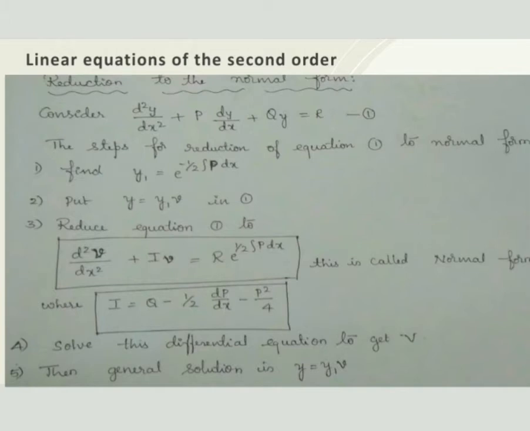The second step is we have to put y is equal to y1 into v, so that y is the required solution here. That's why we have to put y is equal to y1 into v.